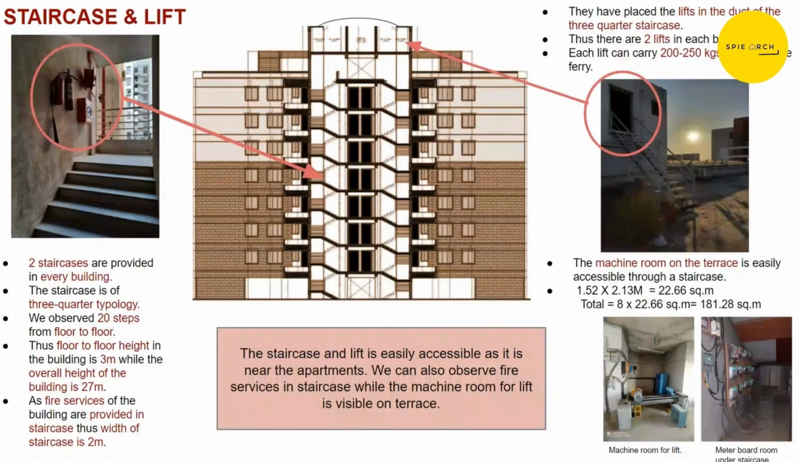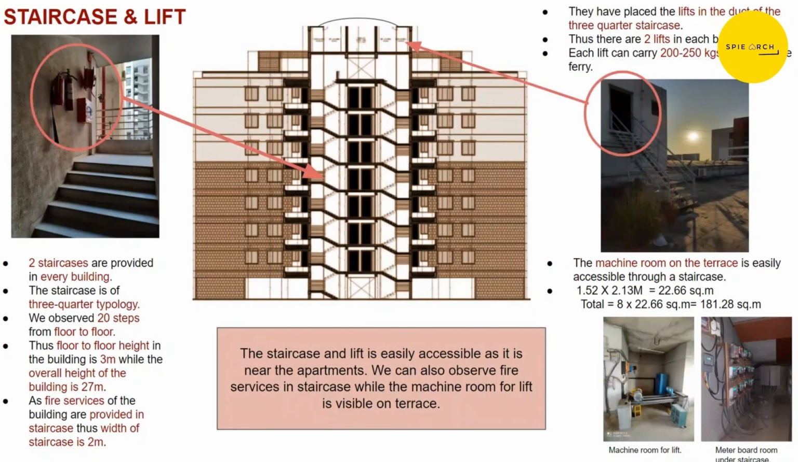Staircase and lift. Every building has two staircases. It is of the three-quarter typology, and they have provided a lift in the depth of the staircase. As there are 20 steps from floor to floor, the floor height that we calculated is 3 meters, and hence the overall height of the building is 27 meters.